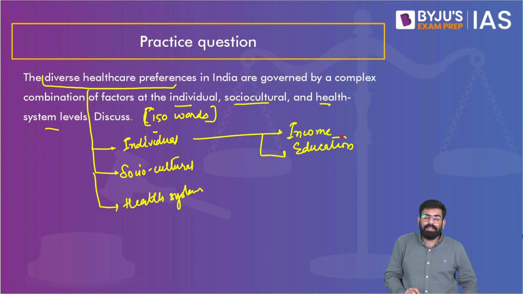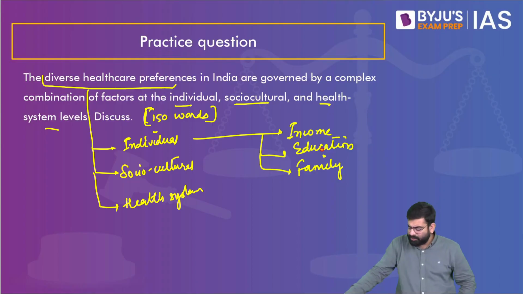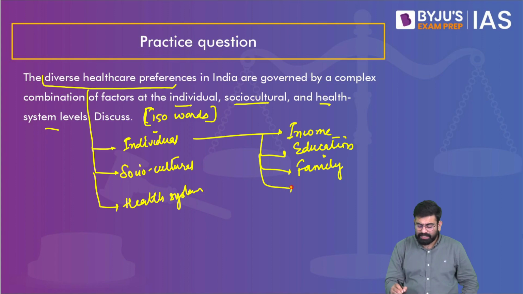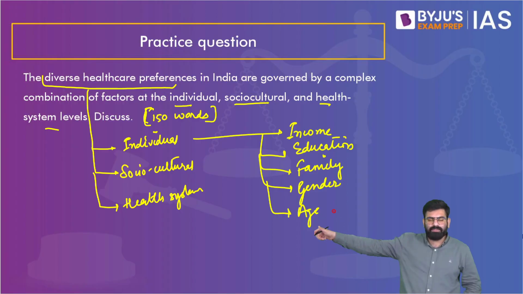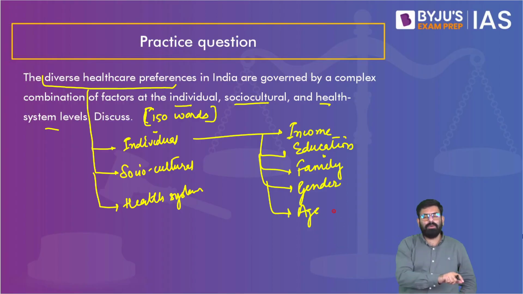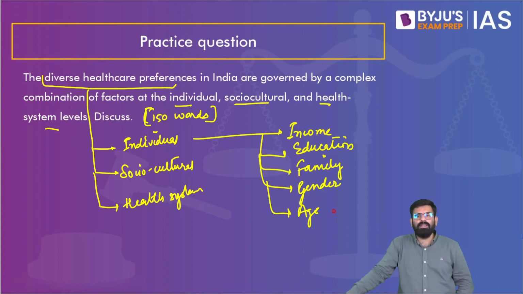How about your upbringing? Right. So yes, your family. Now, family becomes a socio-cultural factor, but it can be covered under individual as well. Then you think of your gender, age, because we see that the elderly need different kind of care. Then we need to think about specific needs of women. We're talking about iron, etc. Right? If you remember.